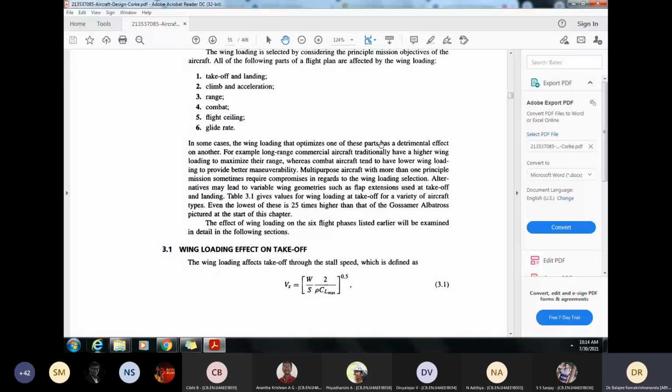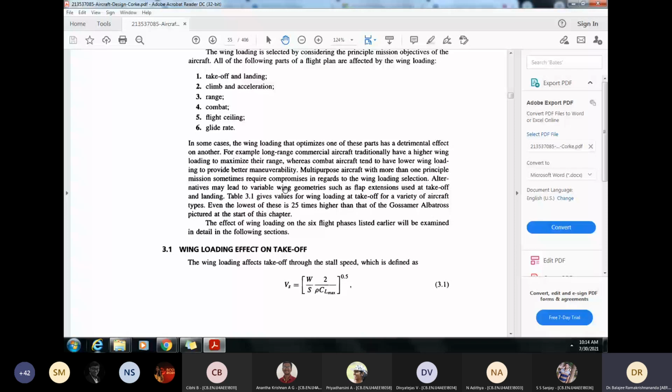For example, long range commercial aircraft traditionally have a higher wing loading to maximize their range, whereas combat aircraft tend to have lower wing loading to provide better maneuverability. So in combat aircraft, the range may be affected. For long range commercial aircraft, the maneuverability may be affected. Okay. So you have conflicting requirements here. Multi-purpose aircraft, with more than one principal mission, sometimes require compromises regarding wing loading selection.